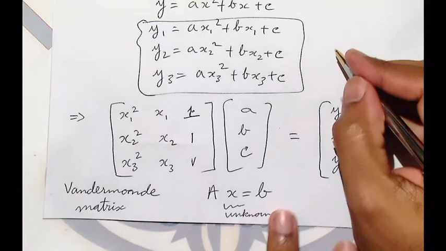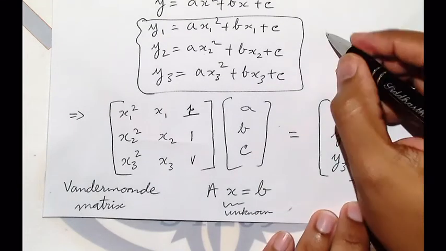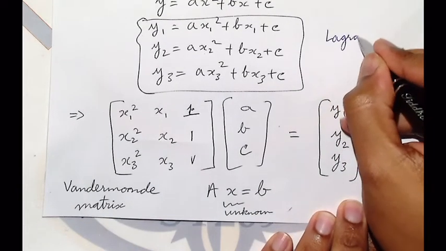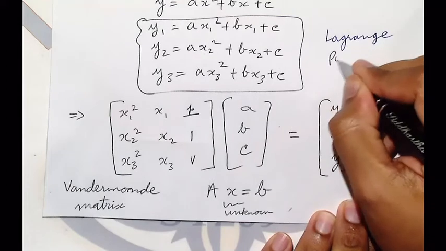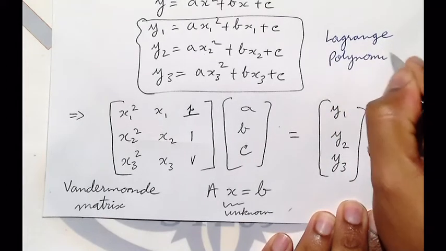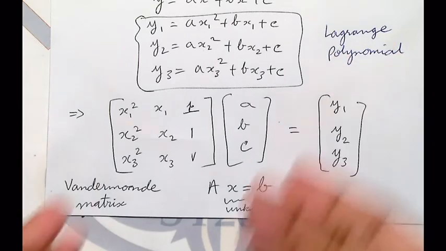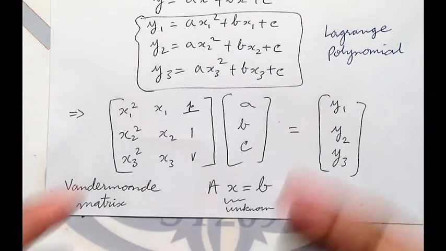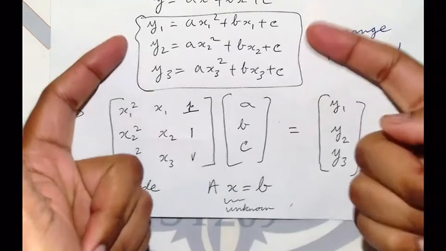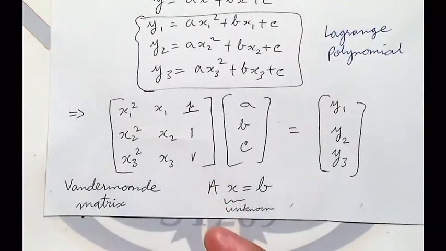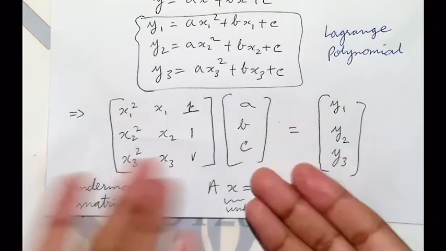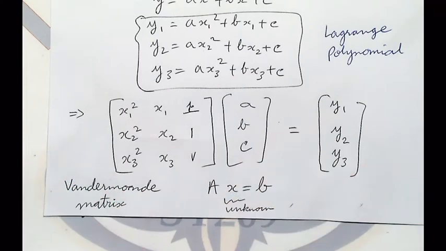Let me write that down here. So, Lagrange polynomial. Okay. For the Lagrange polynomial, you just form the Vandermonde matrix. You don't need to write 50 different equations. You know the form of the matrix would look something similar, so you can basically construct it very easily, and then you can solve it.